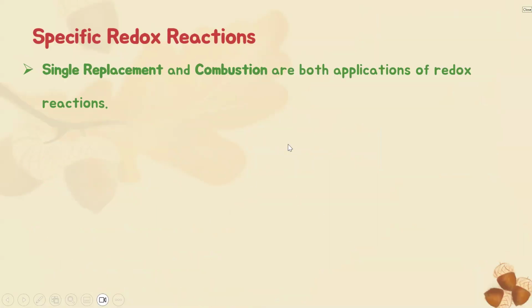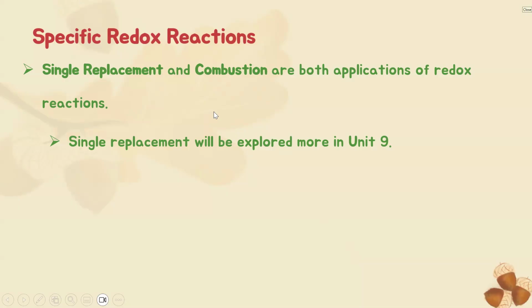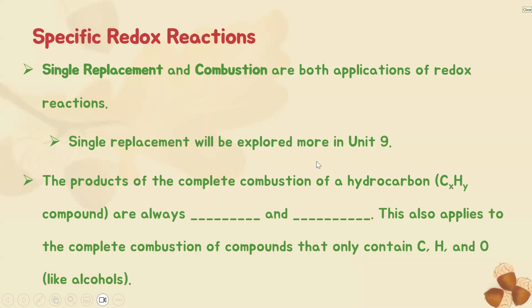So then we have specific redox reactions continued. We have single replacement and combustion. And those are both, again, applications of redox. We're going to explore single replacement much more in Unit 9, but I do want to talk about combustion for a second. The products of the complete combustion of a hydrocarbon is just a compound that's made of carbon and then a number of hydrogens that's necessary to complete carbon's octet, depending on the bonds that exist between the carbons. So if you have the complete combustion of a hydrocarbon, that would always give you carbon dioxide and water. And this would also apply to the complete combustion of compounds that contain only carbon, hydrogen, and oxygen.